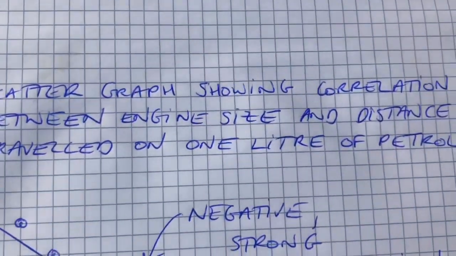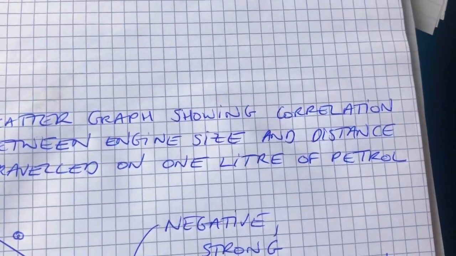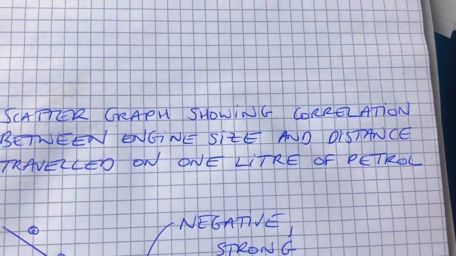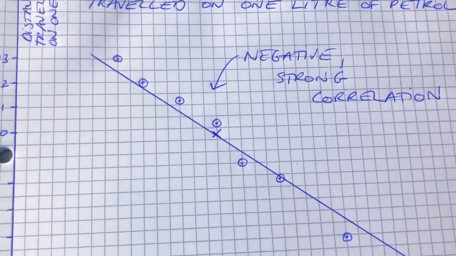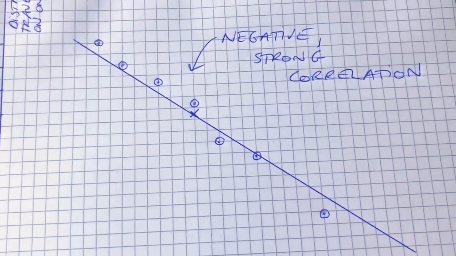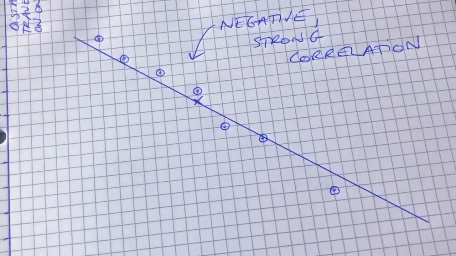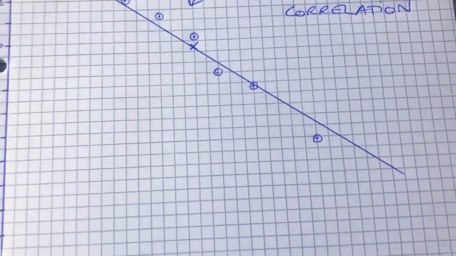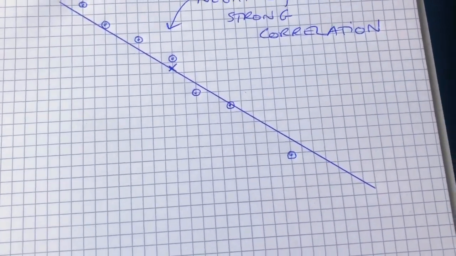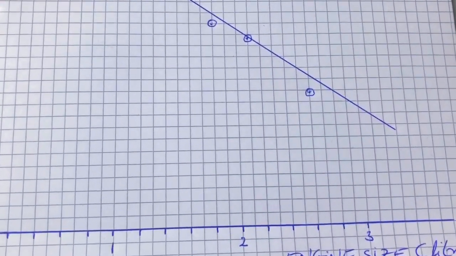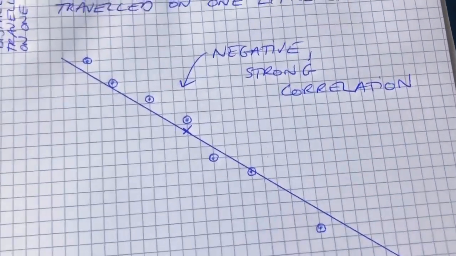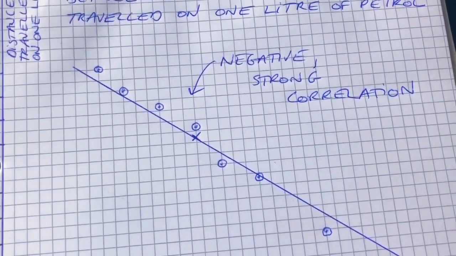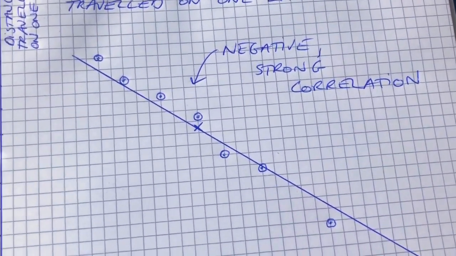So I could update my graph like that. I've got a title on it now. Scatter graph showing the correlation between engine size and distance travelled on 1 litre of petrol. I'm able to say it's a negative strong correlation. It's negative because the line slopes down, or at least the line sloping down will indicate that it is negative. It means that as one quantity increases, the other decreases. So as you get a bigger and bigger engine size, the distance that you can travel on 1 litre of petrol is less, or it decreases.